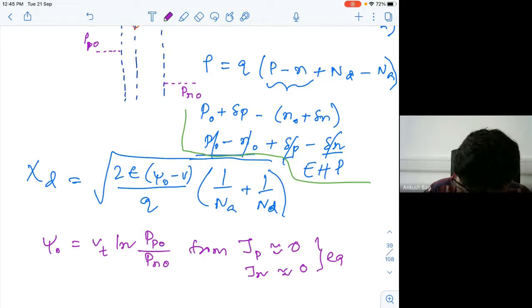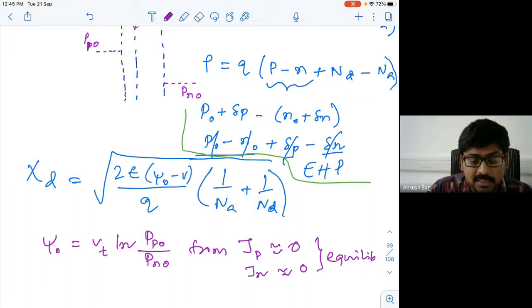So under equilibrium, when Jp and Jn equal 0, that means within this space charge region there will be no hole current, as well as no electron current. So if you remember, we equated the drift current plus diffusion current for electron, as well as drift current plus diffusion current for hole, to 0, and then we came to this Boltzmann relation.